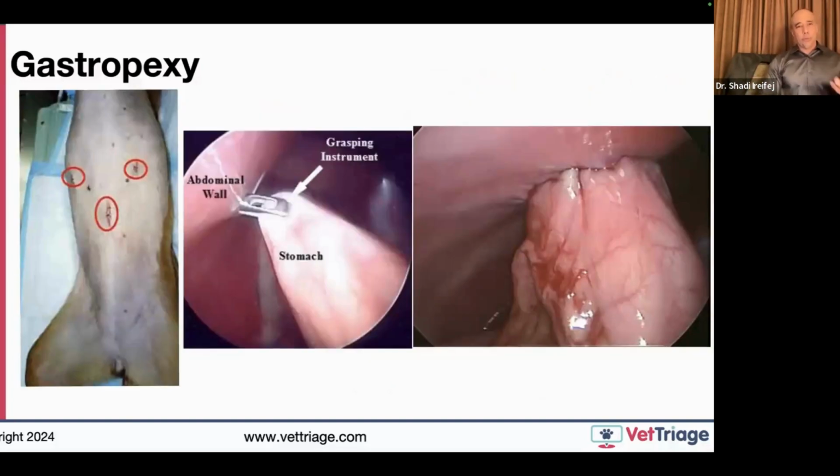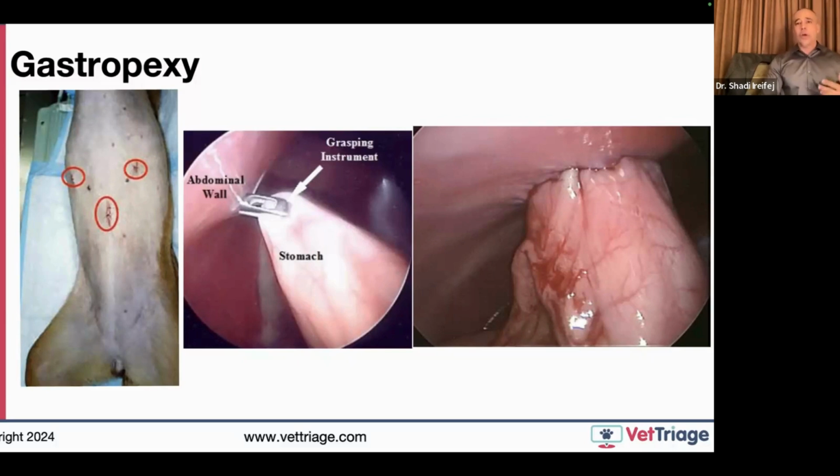And then I don't perform laparoscopic procedures, but just for those who are interested in this or who already are performing it, I want to make sure that folks are exposed to it. Typically, this is done as a preventative measure. You wouldn't treat an actual GDV with laparoscopic gastropexy. That's an open procedure.